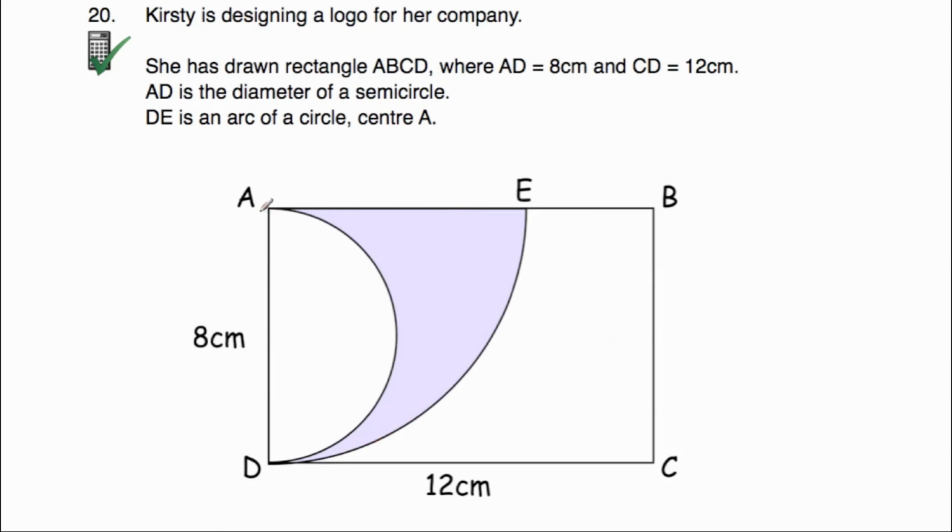And she's drawn a rectangle ABCD, where AD is equal to 8 centimeters. Yep, we know that. And CD is equal to 12 centimeters. Yep, we've got that. And we've got AD, so this is the diameter of a semicircle. Yeah, you can see the semicircle here. This is a semicircle. And we're told that DE is the arc of a circle, centre A. So if you have this circle and you've got the centre A, then this is the arc. So, and if you notice, this is a right angle, so this is going to be a quarter circle. So AED, that is a quarter circle.